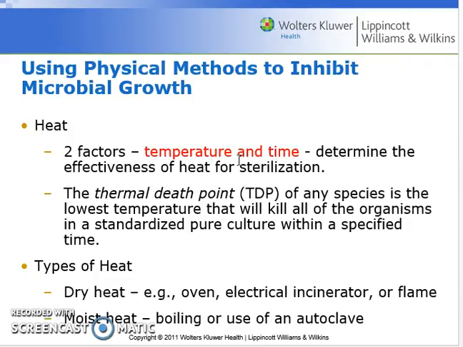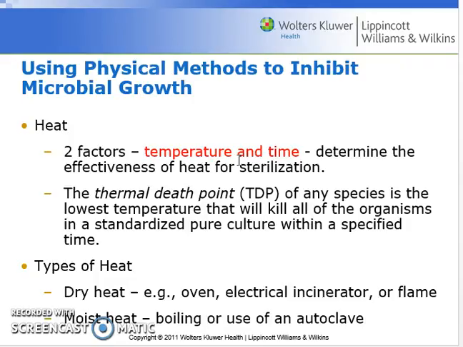There's this concept that's known as the thermal death point, and every species is going to have this, which is essentially the lowest temperature that is needed in order to kill all of the organisms in a standard pure culture at a certain time. As I was talking about that autoclave, remember, we like to use the autoclave to kill bacteria. But if you're dealing with a bacteria that might be an extremothermophile and can withstand temperatures higher than 121 degrees Celsius, then you have to do some research and figure out what the thermal death point is for an organism that lives in temperatures higher than 121 degrees Celsius.